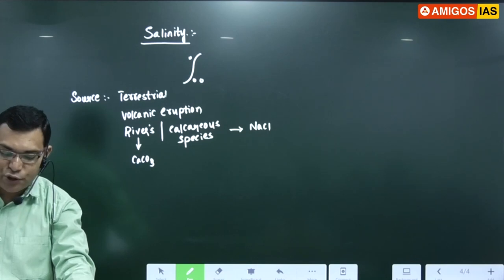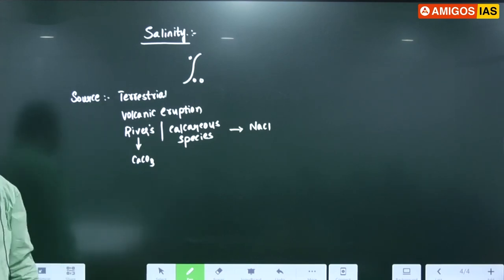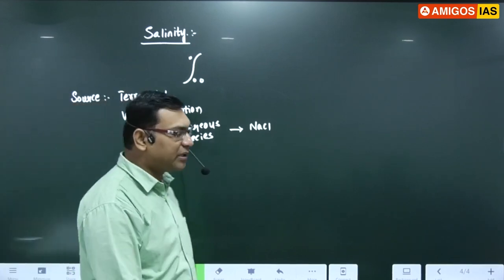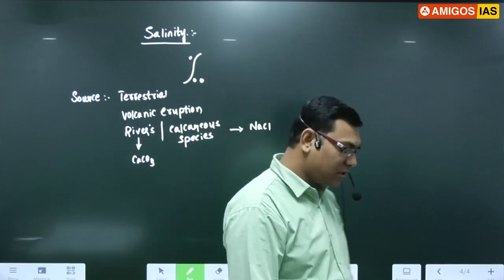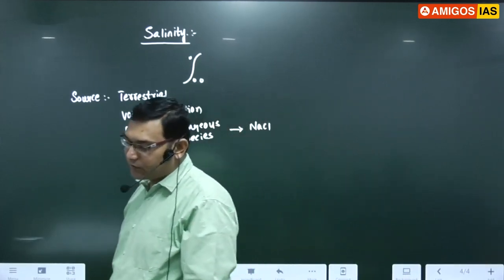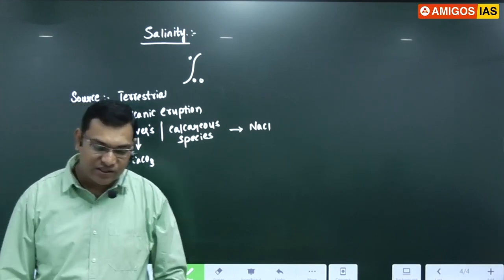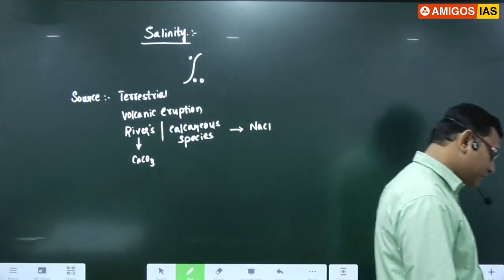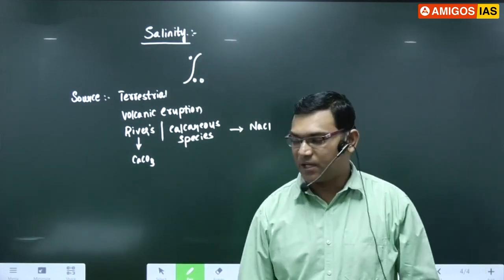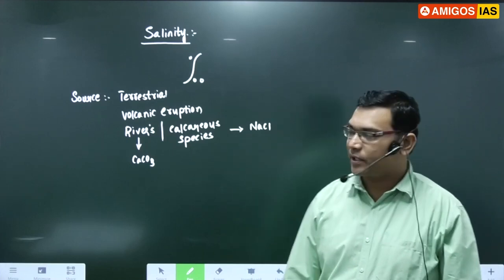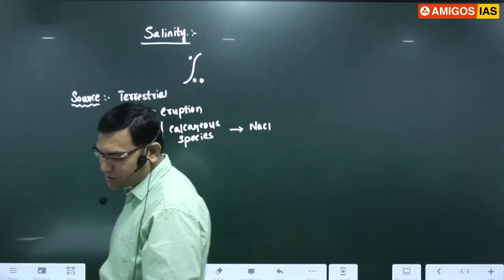Or the ratio between the weight of the dissolved material and the weight of the sample of water. Next you write sources. From here just write the sources.